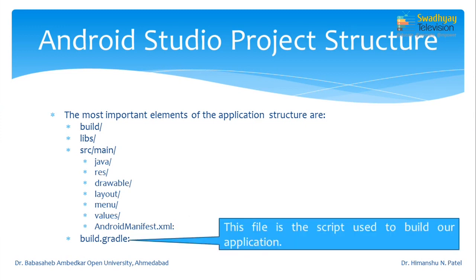And last is the build.gradle file. This file is the script used to build our application. Whenever you build your application, it is executed according to these file settings and it is automatically generated by Android. So, now I hope you have an idea about the project structure which we create in Android Studio. You must understand what content is stored in all these folders, because Android organizes the content into the different folders that we have discussed so far.